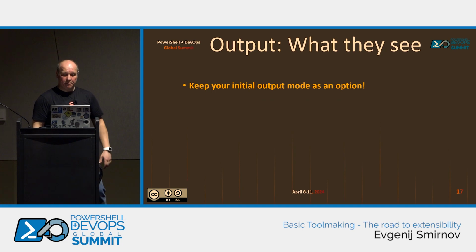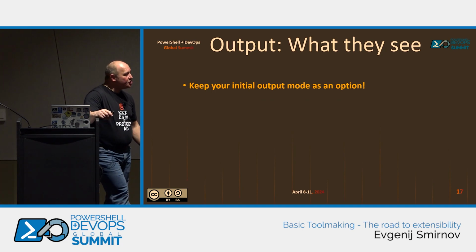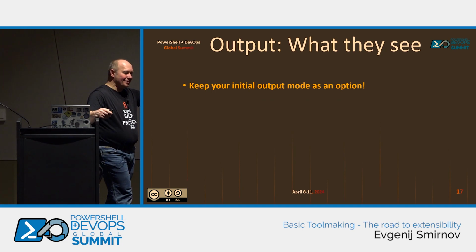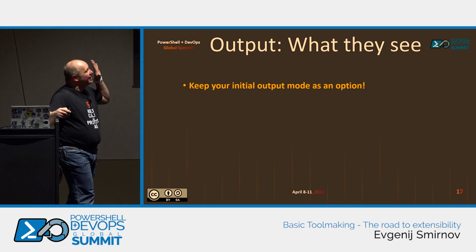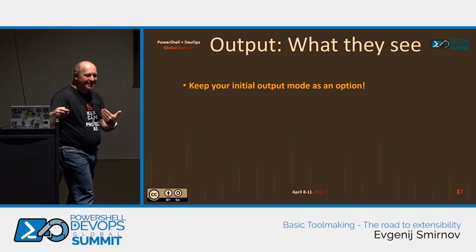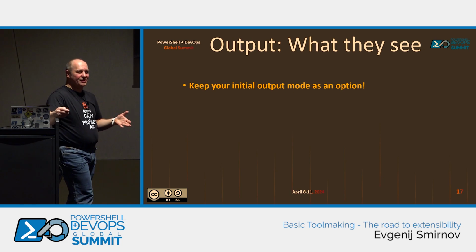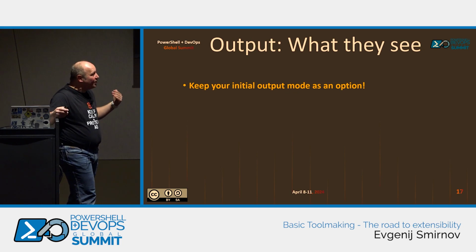Output that they see. Keep your initial output, the one your version 001 made it out of the garage, keep it at least as an option, because since you provided that sort of output, you probably thought it would be a good idea to make it that way. And one of your users probably thought that as well. So they will want to keep it.